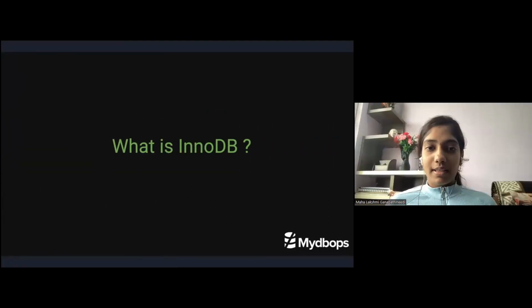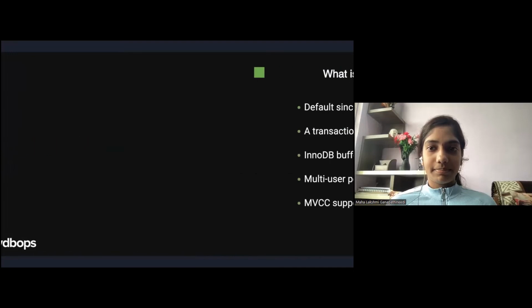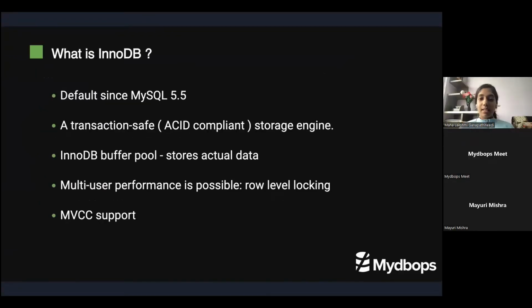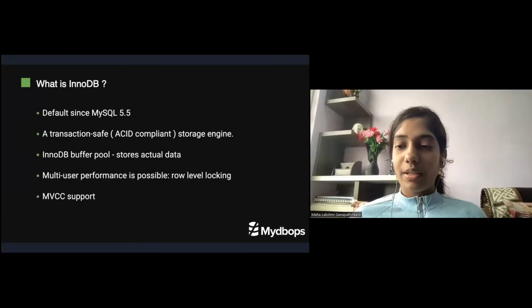Going further, first let's see what InnoDB is. InnoDB is a transaction-safe storage engine. It supports atomicity and consistency. It provides isolation through undo logs and durability through redo logs. And it has been the default since MySQL version 5.5. It supports row-level locking to provide multi-user performance, and InnoDB also provides multi-version concurrency control.